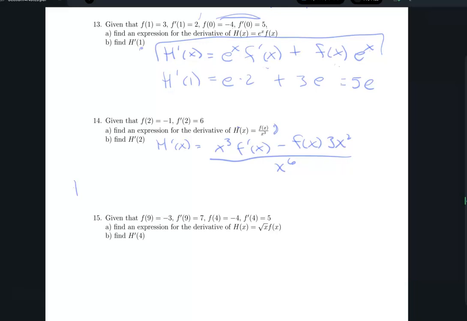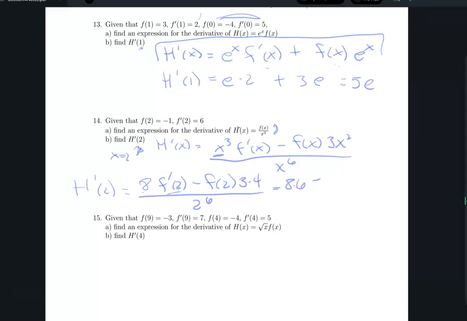So now I'm plugging in 2. So x equal 2 everywhere, right? Because this says you're plugging in x equal 2. So that means I'm putting in x equal 2 right here. So I get 8 f prime of 2 minus f of 2, 3 times 4, and then 2 to the 6th power. And so then here, f prime of 2 is 6, so I'd get 8 times 6.